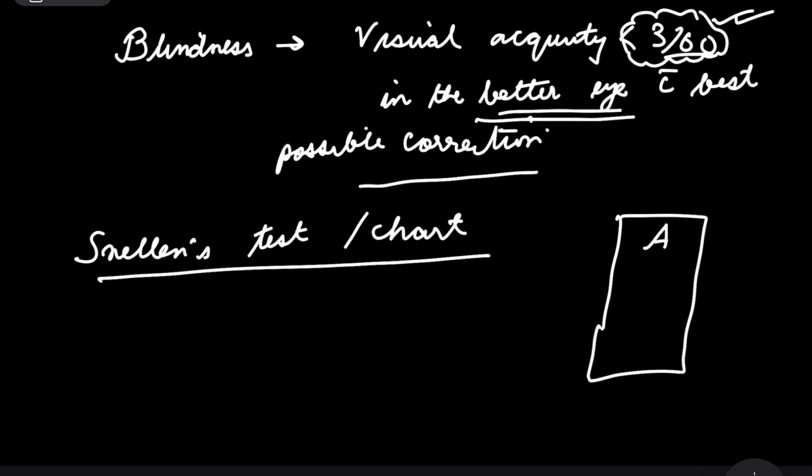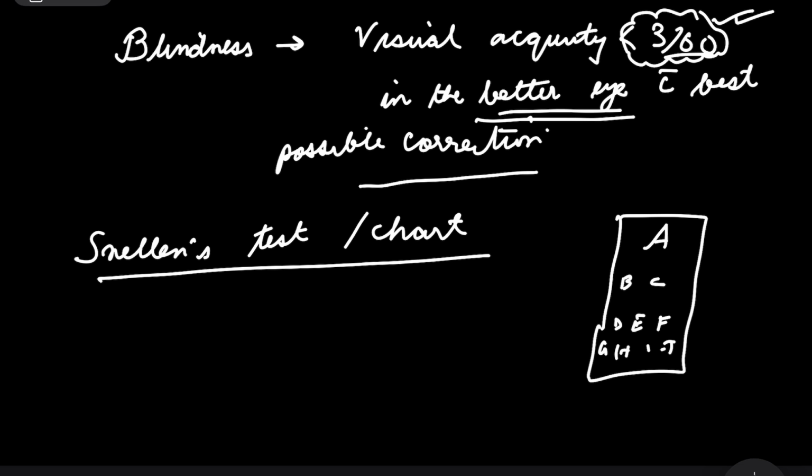And the main defining feature of this chart is that from top to bottom, the different letters that are written keep decreasing in size. I think now you can understand what I'm saying. You must have seen this. So this is basically what a Snellen's chart looks like.